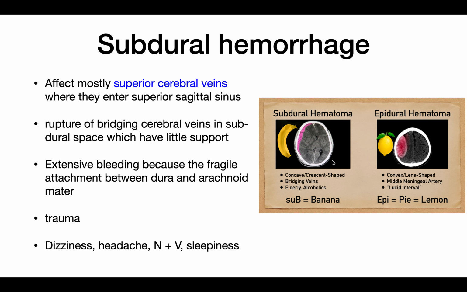So the epidural hematoma is going to be convex or lemon shaped, and it's usually due to damage of the middle meningeal artery due to some kind of blunt force trauma to the side of the head. This is going to be characterized by a lucid interval, and then all of a sudden the patient is going to have a blinding headache, and they're going to stumble and then have photophobia.